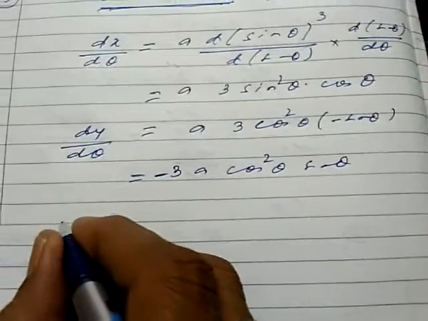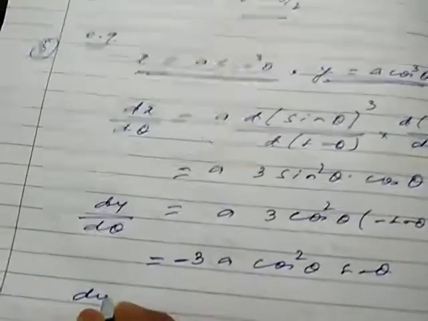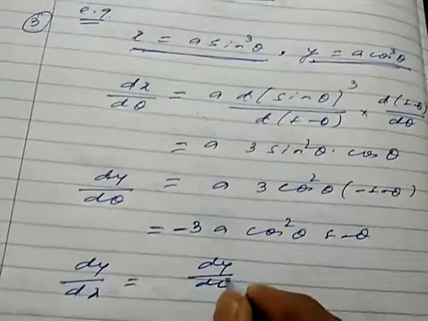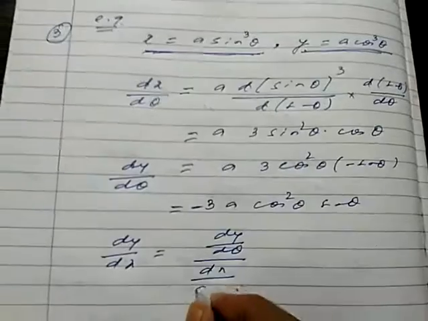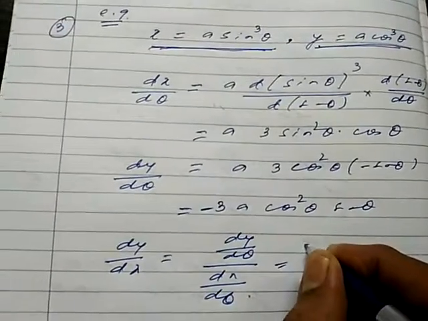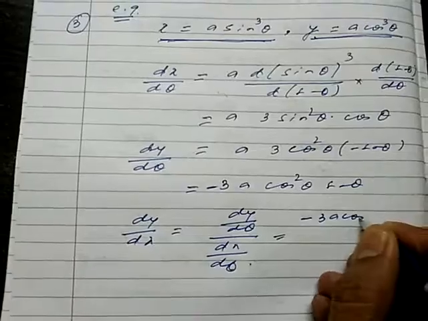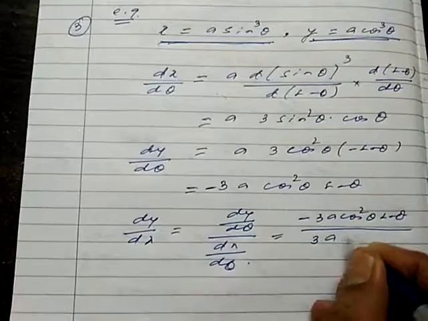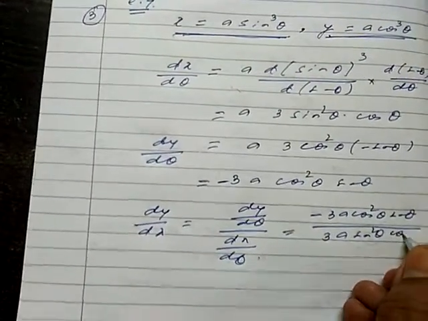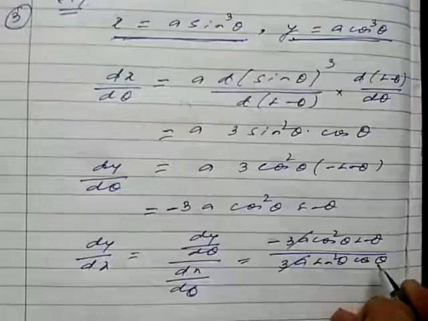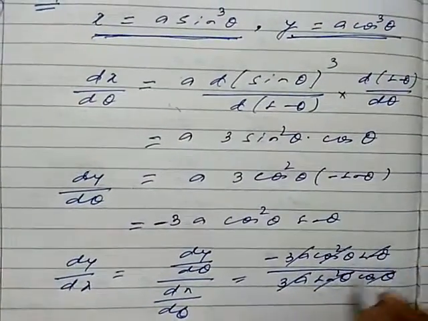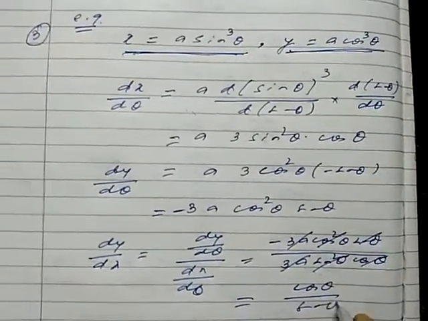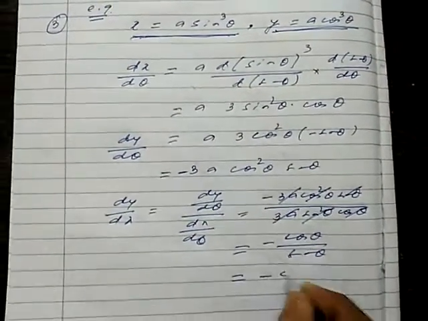Now our motive is to go for dy by dx. What we'll do again? dy by dx is nothing but dy by d theta upon dx by d theta, and in that manner we'll write it down. So this is minus 3a cos square theta sine theta upon 3a sine square theta cos theta. 3a will go out, cos theta will go out, sine theta will go out, and that will be cos theta upon sine theta, and the negative sign is there, so that will be minus cot theta.